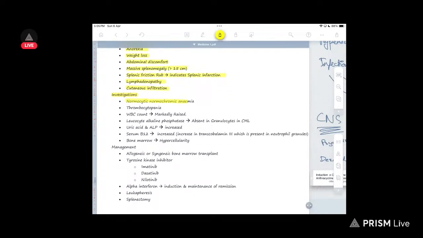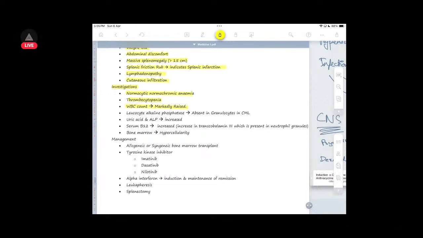So investigations: normocytic normochromic anemia, thrombocytopenia, WBC count will be markedly raised, leukocyte alkaline phosphatase will be absent in granulocytes in CML, and uric acid and alkaline phosphatase will be increased. Serum B12 is increased. There is an increase in transcobalamin, which is present in neutrophil granules. Bone marrow also will show hypercellularity.